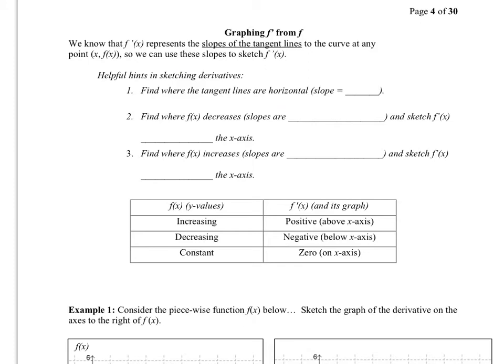There are a couple techniques that you can follow to help you sketch the derivative graph a little bit quicker. Since f prime of x represents the slopes of the tangent lines, we can start off by finding any location where the tangent line would be horizontal. Hence the slope would be 0. For any f of x that is decreasing, the slopes would be negative. And because the slope is represented by f prime, if we're sketching a graph of f prime, it would have to be below the x-axis.